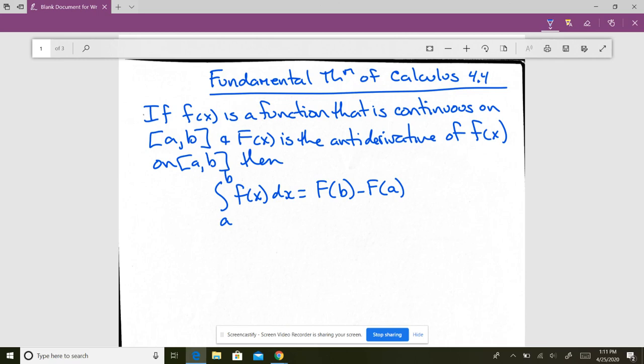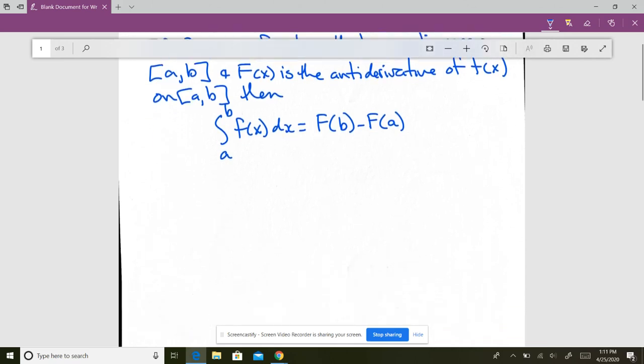If f of x is a function that is continuous, this is important, on the interval ab, and capital F of x is the antiderivative of lowercase f of x on ab, then the integral from a to b of f of x dx is equal to the value of the antiderivative, F of b, minus the value of the antiderivative evaluated at a, F of a.